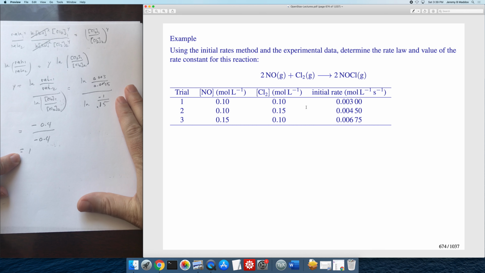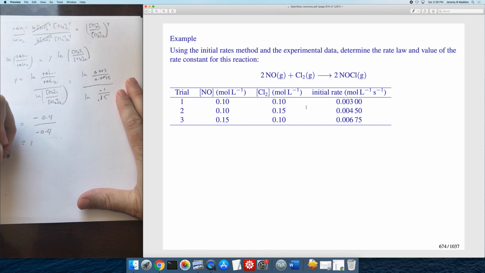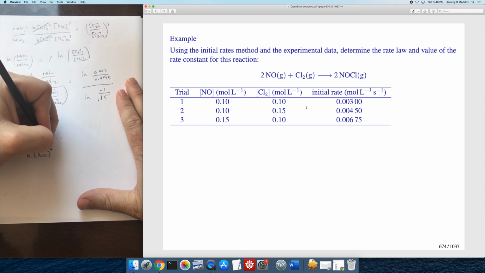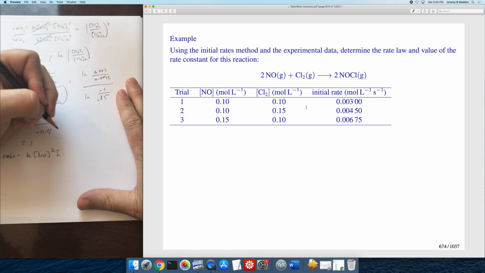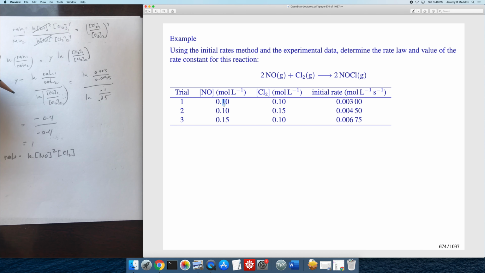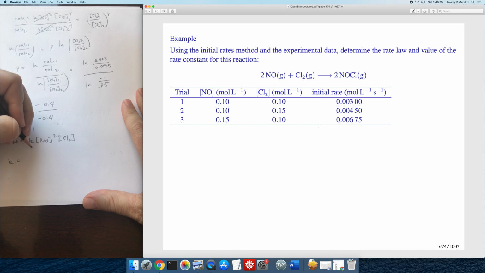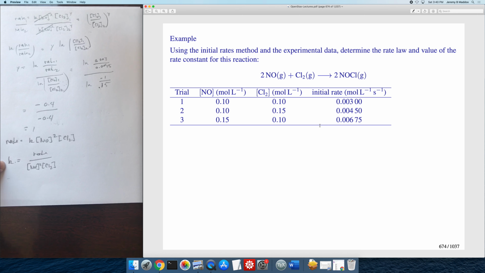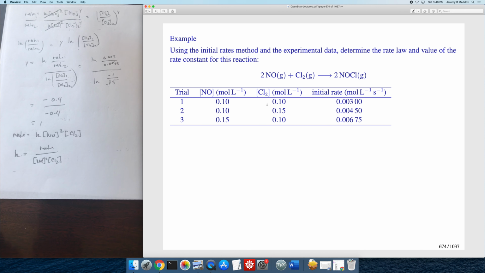So we've determined that the reaction is first order with respect to chlorine. So our rate law now is K, nitrogen monoxide, second order, chlorine, first order, third order overall. How would you determine K? You can take any of the trials and substitute the values in. You need to rearrange the expression like so. So you can take the values for any trial, plug them in, and that'll give you the rate constant. I'll leave that as a follow-up exercise for you.